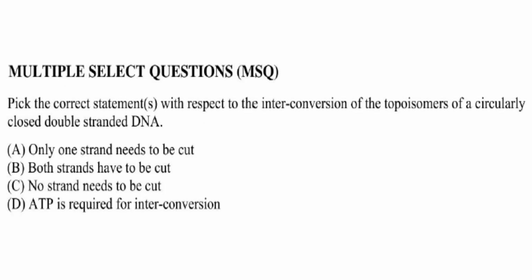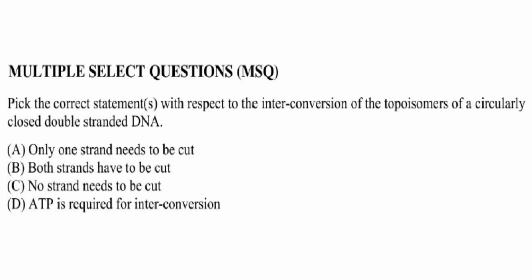Then multiple select questions. Pick the correct statements with respect to the interconversion of the topoisomers of a circularly closed double-stranded DNA. So for topoisomerases, there are two types, topoisomerase 1 and topoisomerase 2. Topoisomerase 1 will cut only a single strand of the DNA, and topoisomerase 2 will cut both the strands of the DNA. Okay, and both of them require ATP for their action.